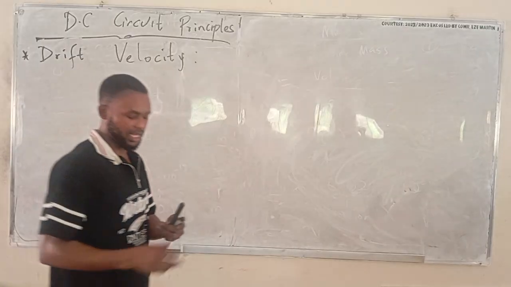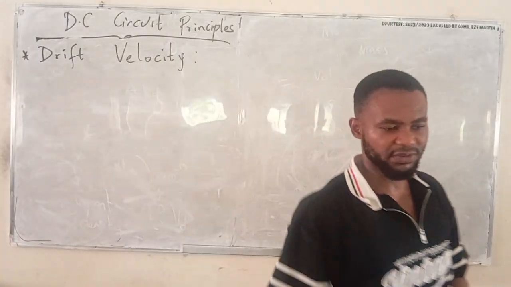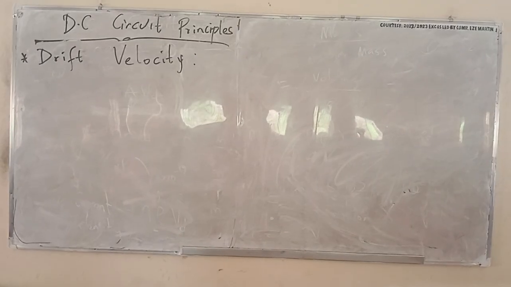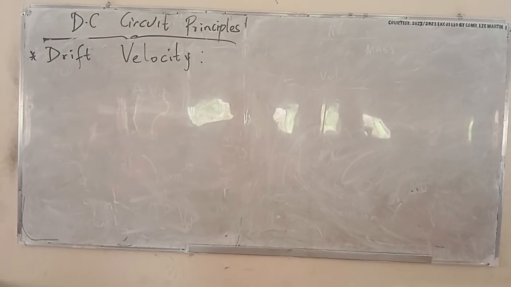Okay, let me first start with how your textbook defines it. The average velocity possessed by a charge when electric field is created.